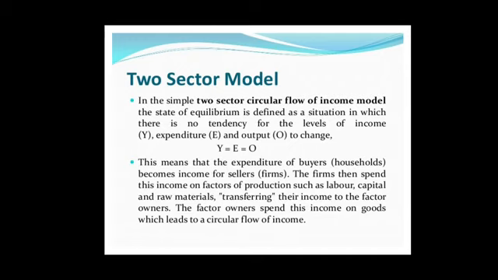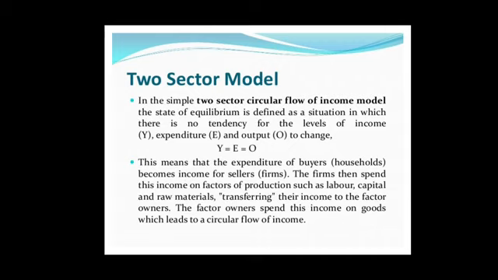First, the two-sector model. Here we consider a simple economy which consists of only two sectors, that is the producing sector and the household sector. So it is a type of closed economy with no involvement of foreign trade, that is the rest of world sector. And here we also assume that there is no involvement of government.